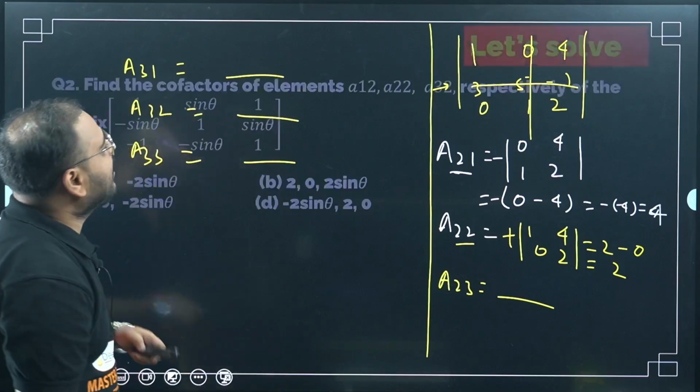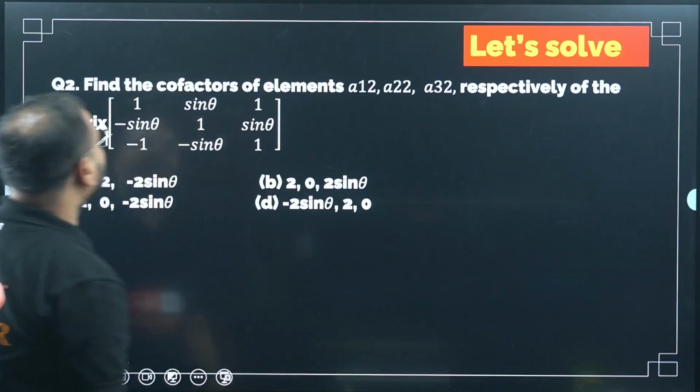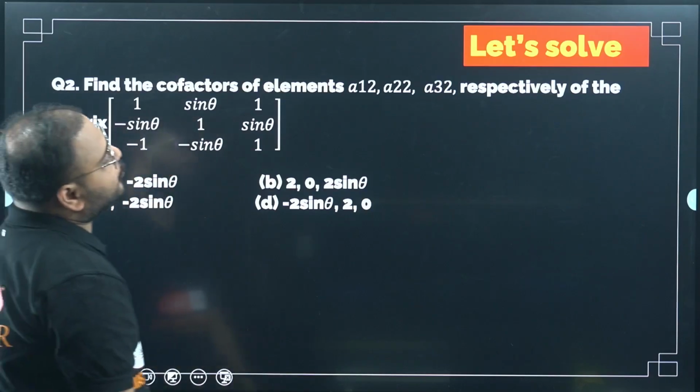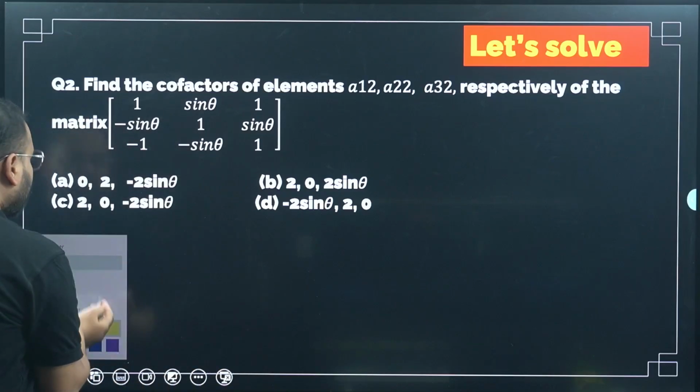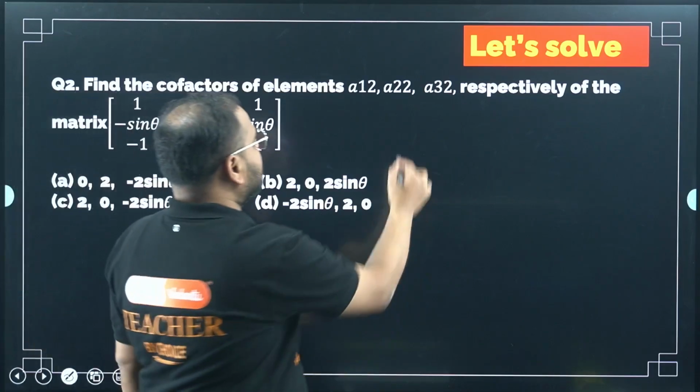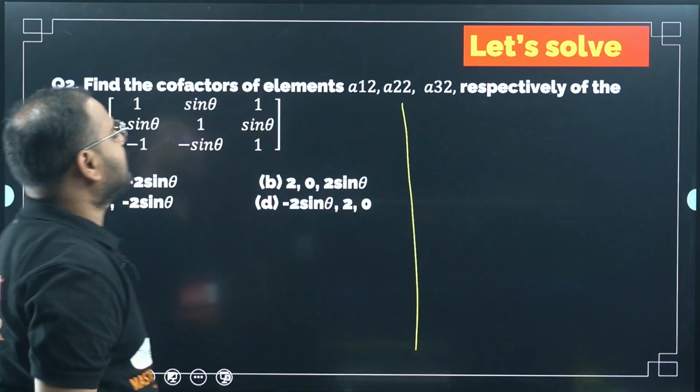Let me move on to the next question. Find the cofactor of the elements A12, A22, A32. Here, the elements given are trigonometric functions. Are they difficult, sir? Of course not.